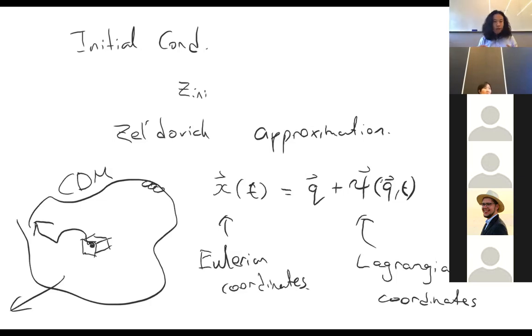Whereas in the Eulerian framework, you are stationary and you let the fluid run through you and you ask what is happening there. Is that roughly clear?